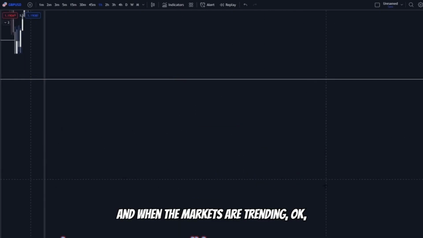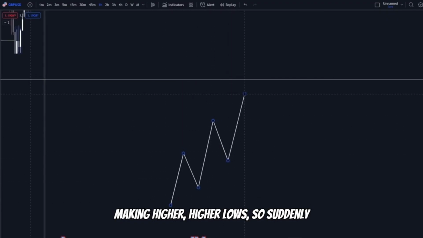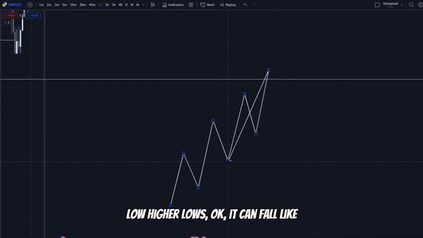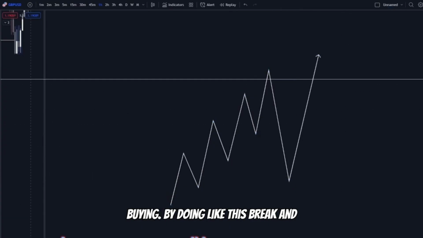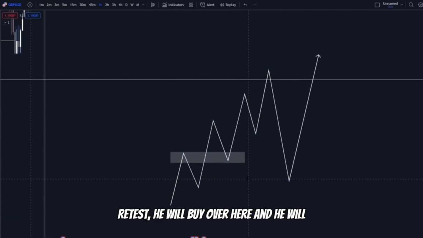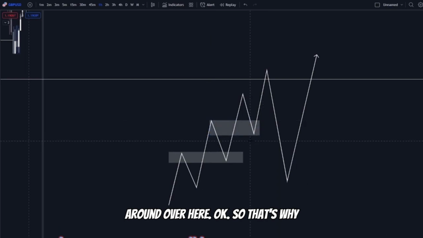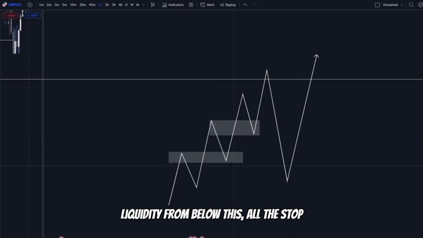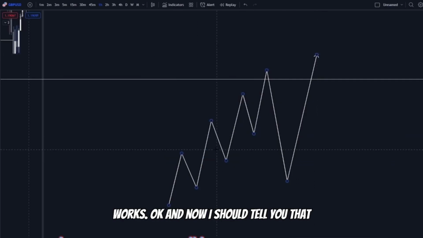And when the markets are trending, okay, where is the liquidity? When the market is making higher lows, suddenly the price can fall below 2 higher lows, okay? It can fall like this, and then it can go up. Why will it fall like this? Because if somebody is buying by doing a break and retest, he will buy over here and put his stop loss somewhere over here, okay? And the same thing if he does over here, his stop loss will be somewhere around over here, okay? So that's why the market falls down, takes all the liquidity from below this, all the stop losses, and then it makes its own way to the upside. So this is how the liquidity works, okay?